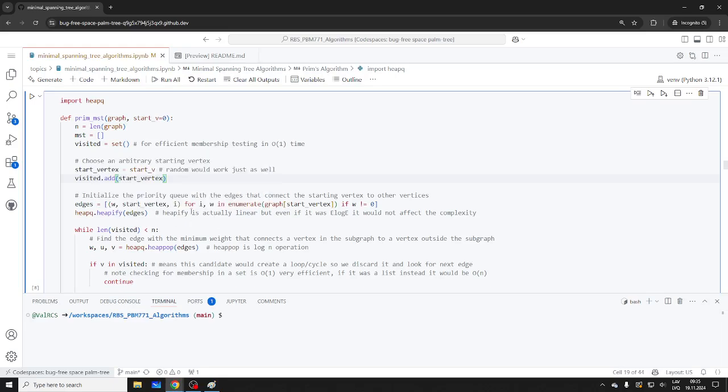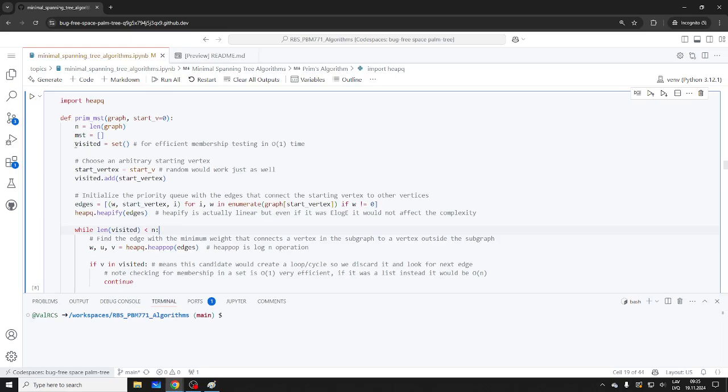In this case our edges are for the start vertex. Let's look at this tuple: edges are the start vertex and E is the last, so weight is first. That's our initial priority queue. We heapify it, obviously. But now, while we have something to visit.